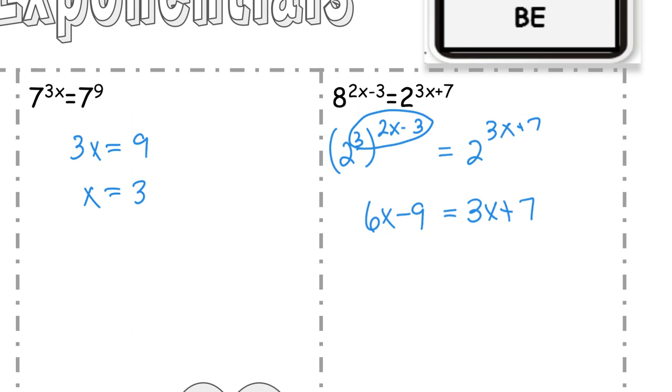So everything that wasn't the 2 came down. Subtract my 3x, add my 9, and I get x equals 16/3. It's ugly, but it's okay. We don't have to do anything with it, so don't worry. No need for the long sigh. It's all good.